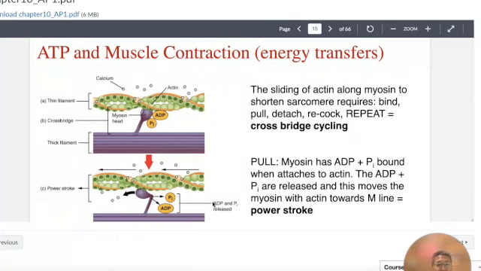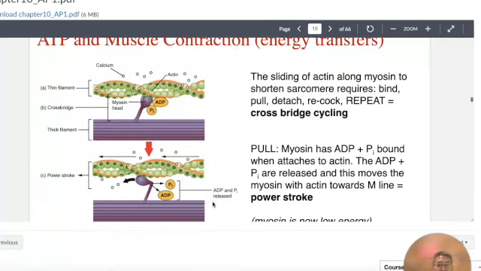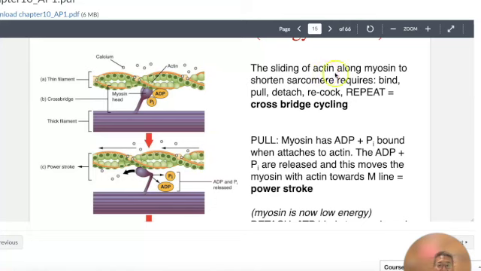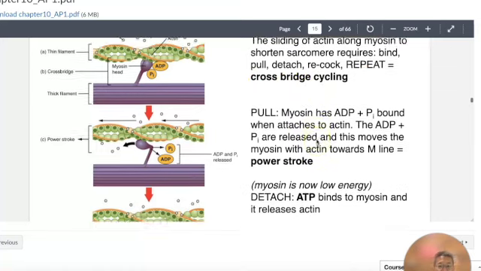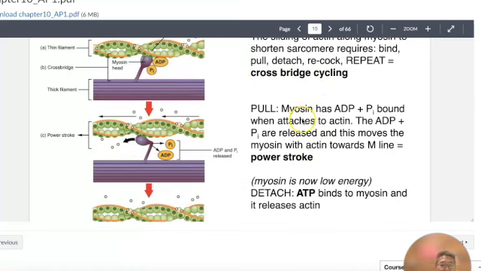Here's where ATP comes in. The sliding of the actin along the myosin shortens the sarcomere, right? It makes it shorter. That's a contraction. When you're repeating it, this is called a cross bridge cycle. The myosin has ADP and another phosphate. You remember ATP is the energy that we use. ATP stands for adenosine triphosphate. And here's the other phosphate. Adenosine diphosphate plus one more would be triphosphate.